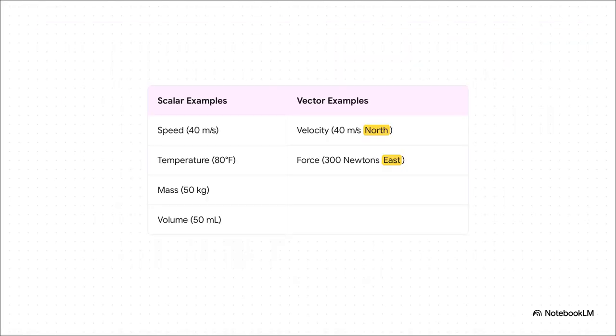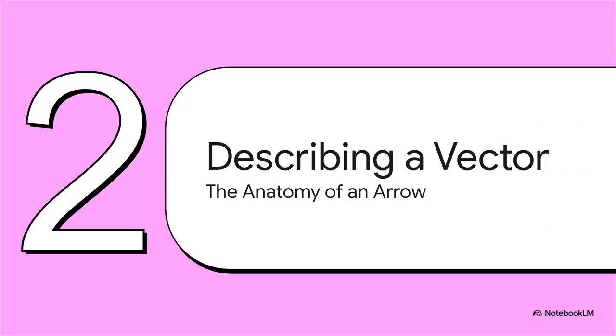And this is where it really clicks, right? Look at these real-world examples. Could you have a temperature of 80 degrees to the east? No, of course not. That doesn't make any sense. That's how you know it's a scalar. But you can absolutely push on something with a force of 300 newtons toward the east. That's a vector.